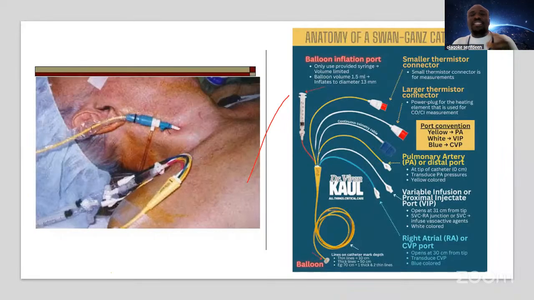And there is a reason for having this in the first place. The reason is just to monitor the heart, to monitor the pressure of the heart, and to monitor what is going on in the lungs and everything.